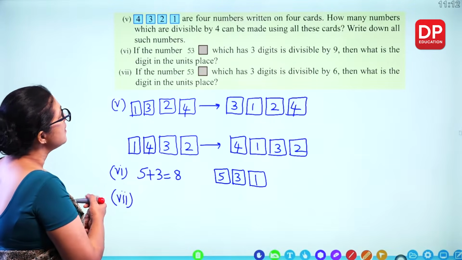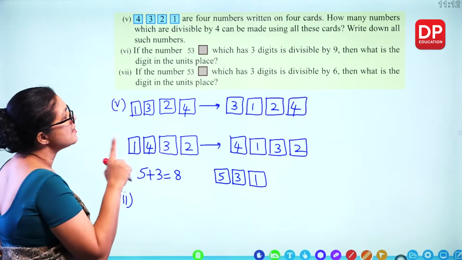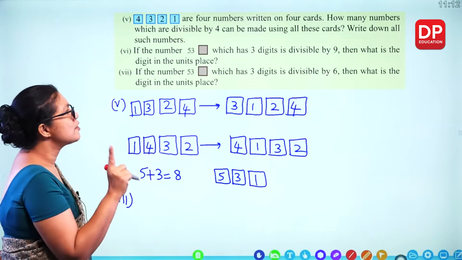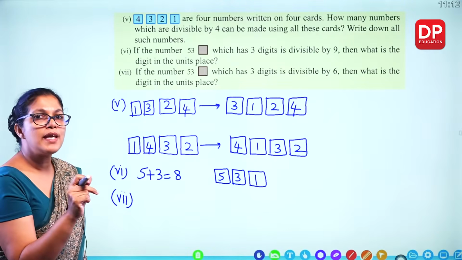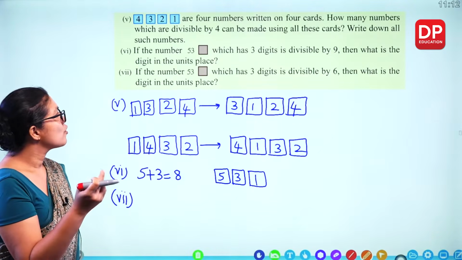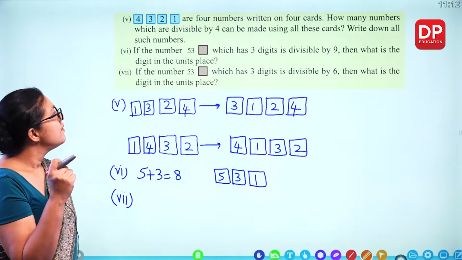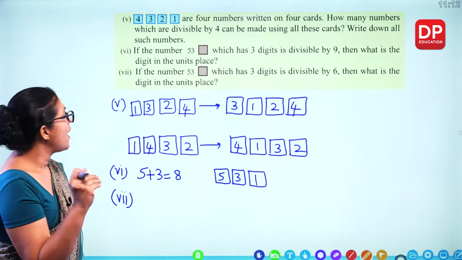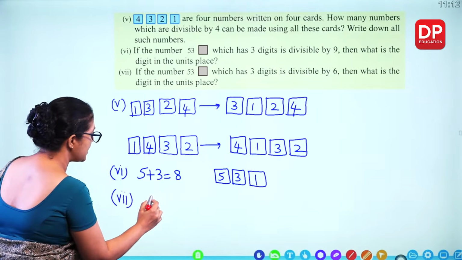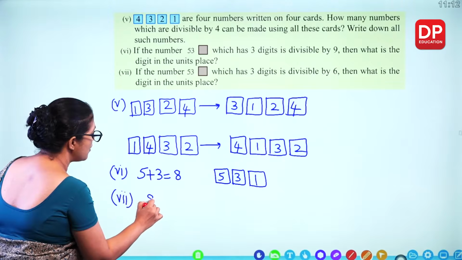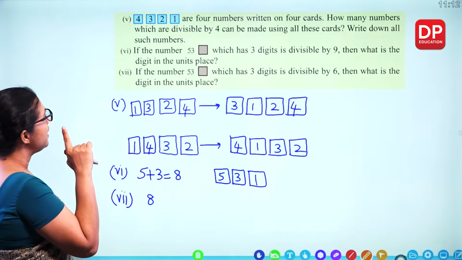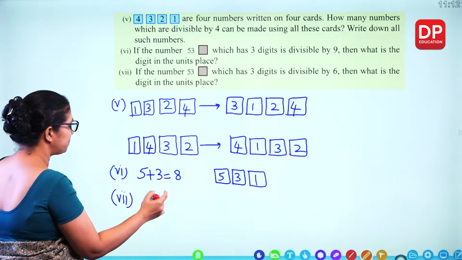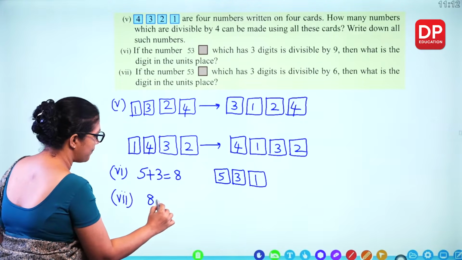If the number 5, 3, blank, which has 3 digits, is divisible by 6, then what is the digit in the units place? Divisible by 6 means this should be an even number, like 2, 4, and the digital root should be either 3, 6 or 9. So 8 is there already, so you need a digital root of either 3, 6 or 9. So you can't put 1 there.